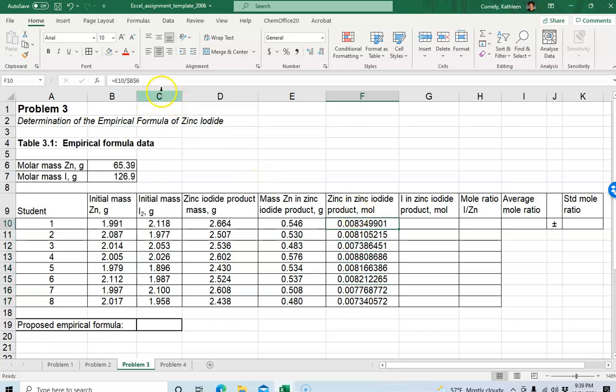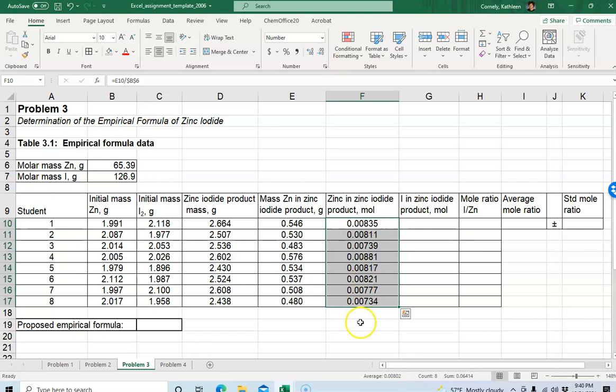So that $B, $6 is called an absolute reference. What that means is that the $B means don't change the column. The $6 means don't change the row. So if you don't change the column and you don't change the row, that means don't change the cell. So $B, $6 says, I want to use B6 every single time. Don't change it. All right, so the next thing I'm going to do is decrease my decimal.